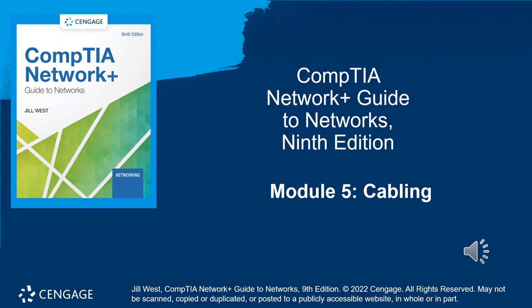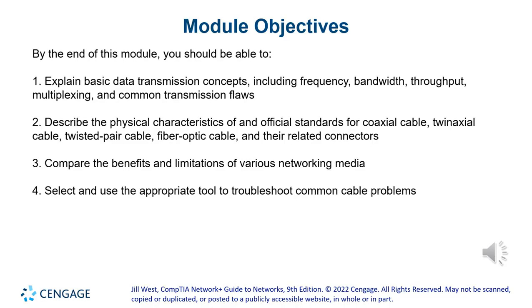As you see, we keep dropping down to different layers. So now we're at layer 1. This is where your cable, your fiber, your medium to transmit your data goes. We'll go over the basics: frequency, bandwidth, throughput, multiplexing, and different things. We'll describe the physical characteristics of a cable: twinax, twisted pair, fiber optics.